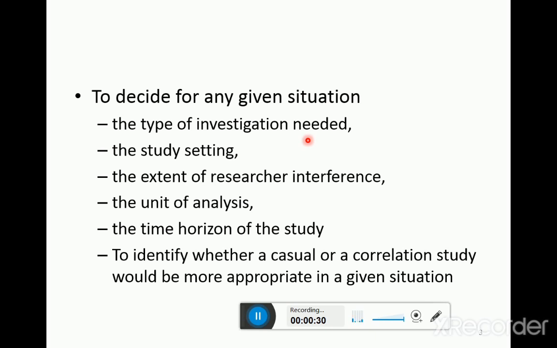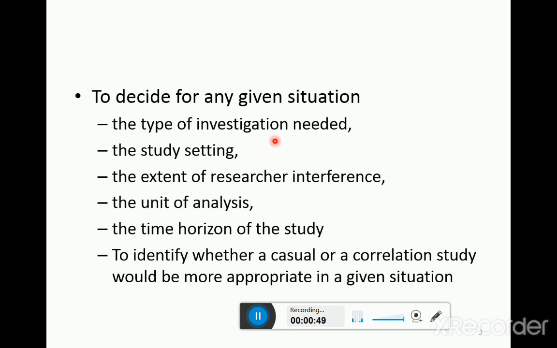Simply means how we develop the research design from research. The researcher first of all needs the investigation type. So what type of investigation do we require? Simply stated, what is the purpose of the research?